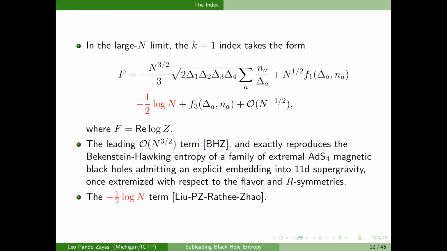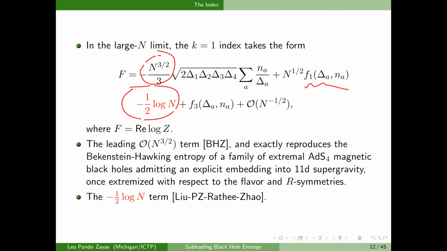I can, of course, try to understand this term, but this is a little harder. But this is essentially what I want to focus on: the numerical analysis of the topologically twisted index, which is a field theory computation, teaches me that there's a logarithmic correction with coefficient minus a half, okay? So to summarize, the leading n to the 3/2 term is the term obtained by Benini and Zaffaroni, and exactly reproduces the Bekenstein-Hawking entropy of a family of extremal AdS4 magnetically charged black holes.